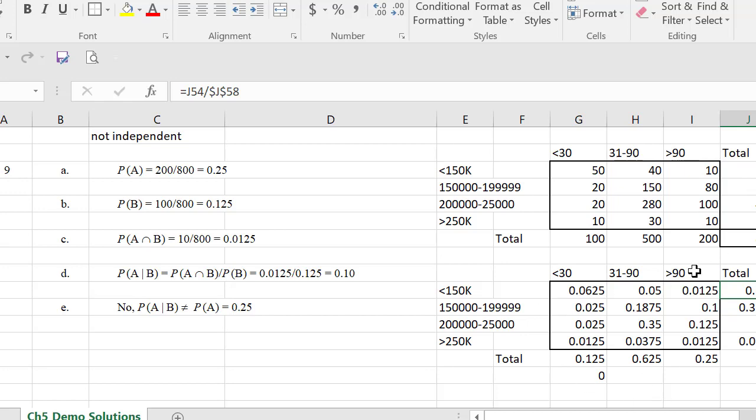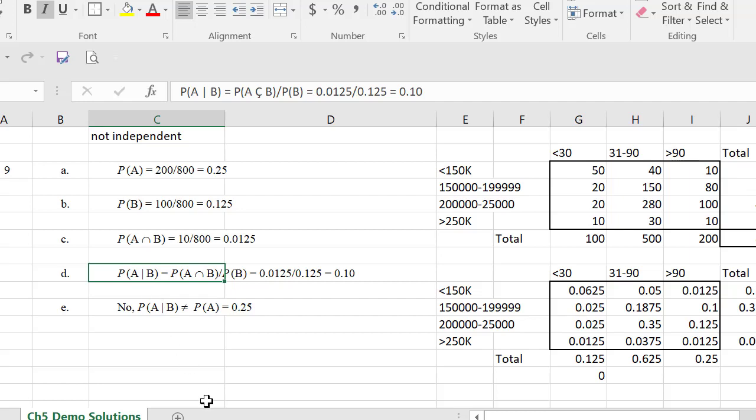So greater than 90, under 150 would be right here. So that would be this 10 divided by 800, or this value right here. Then D is assuming that the contract was just signed to list the home with an initial asking price of less than $150,000. What is the probability that the home will take Cooper Realty more than 90 days to sell?